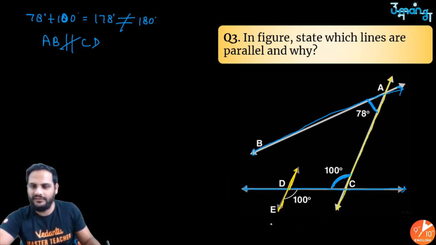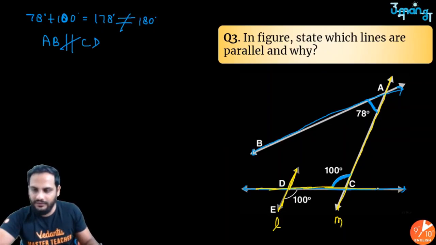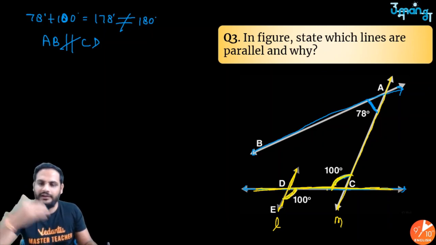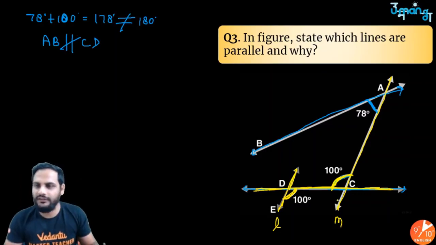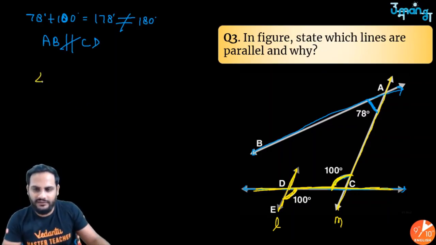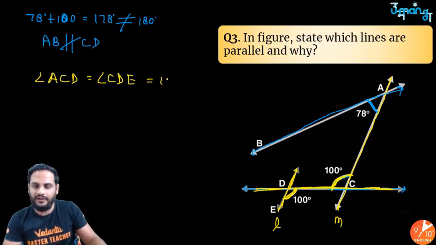Let us name them, line L and line M. Now in L and M, you will see this one line CD is acting as a transversal over here, right? And if this angle is 100 degrees, this is also 100, and they both are on the opposite side of the transversal as well as on the inside.